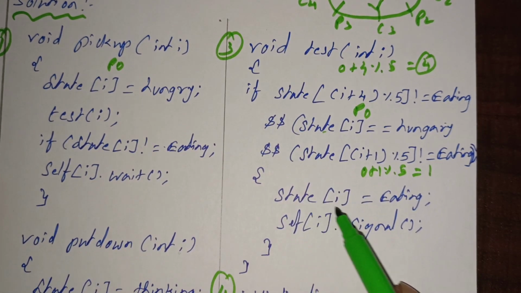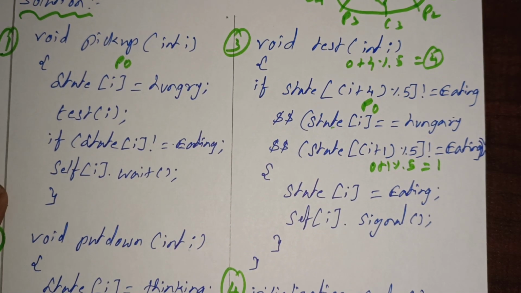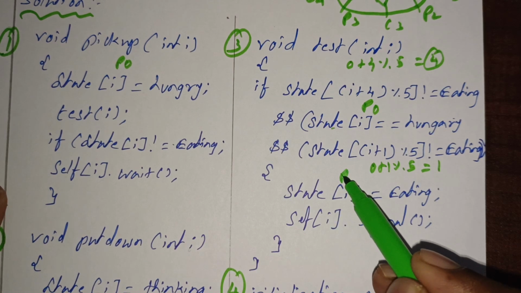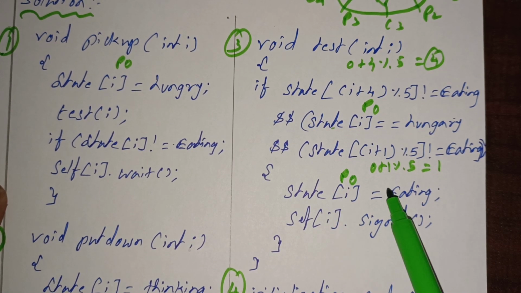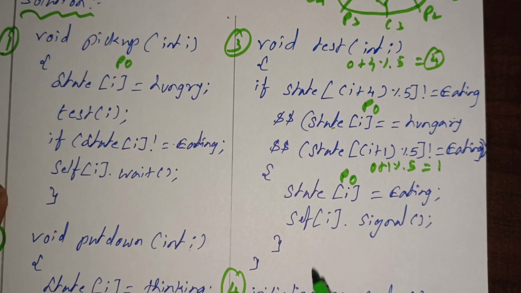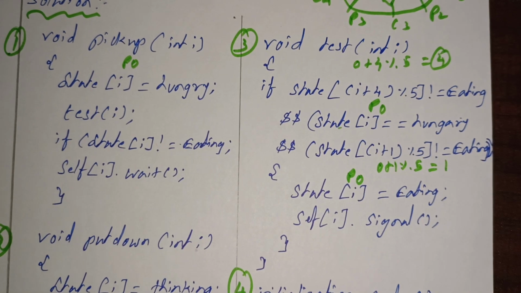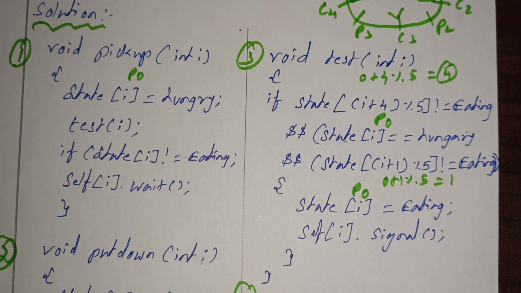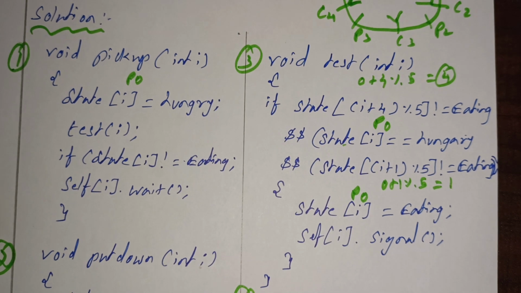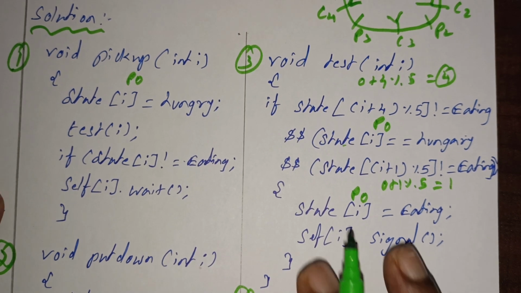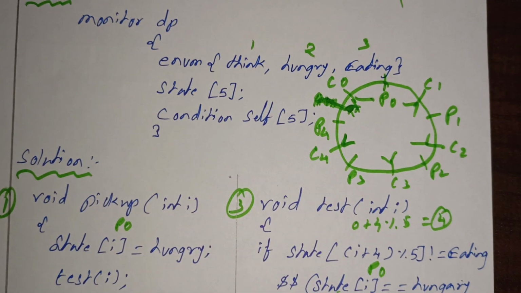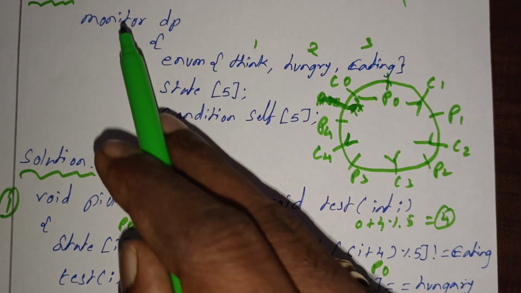Then state of I is equal to eating. Right? So now this philosopher state of I is what? P0. Now P0 is allowed to eat. Now self of I is what? P0 dot signal. It is signaling that this P0 is eating so that the adjacent philosopher cannot eat. So that is the actual procedure here. So here the monitor is used, that is it will have 3 states. One is hungry, eating and thinking. So we have already mentioned here the dining philosopher using monitor.